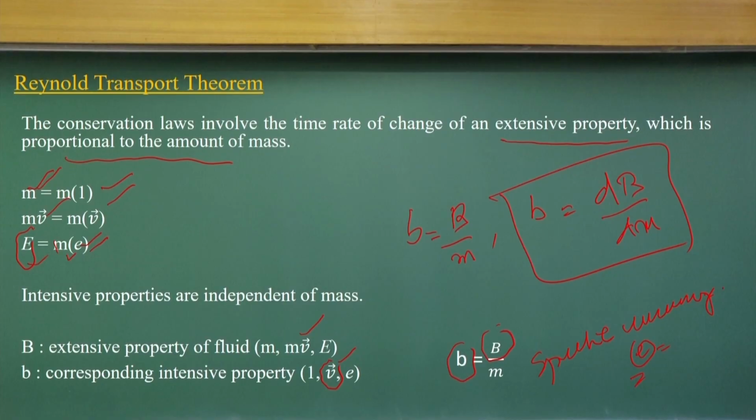So, we define the difference between extensive and intensive properties. Extensive properties we define as a capital B, intensive properties as a small b, and they have a simple relationship, mathematically dB by dm. We have defined the extensive properties in three cases: mass, momentum, and energy. Correspondingly, the intensive properties, which are independent of mass, are 1, the velocity vector, and small e, which stands for specific energy.